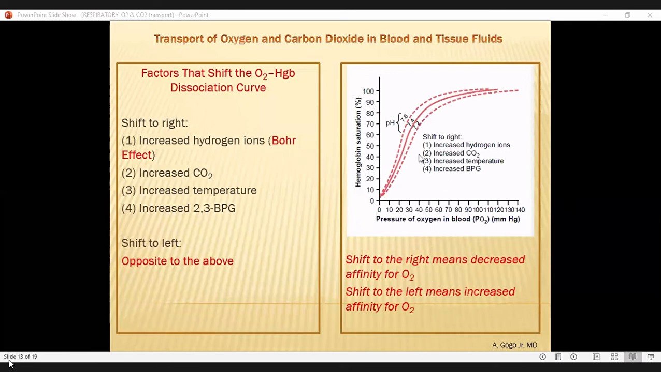When you say shift to the right, this is the normal oxygen dissociation curve. When you say shift to the right, there is a decreased affinity of oxygen to hemoglobin. Why is this? This is called your Bohr effect. The oxygen lets go of the hemoglobin. It's like, I don't like you anymore, let's break up. Increased hydrogen ions, increased CO2, increased temperature, increased 2,3-biphosphoglycerate. The left is opposite to the above.